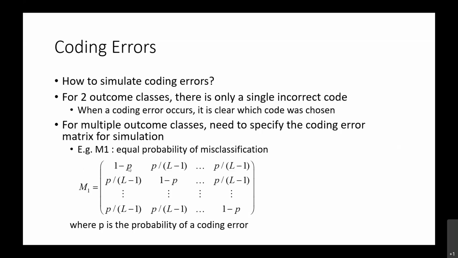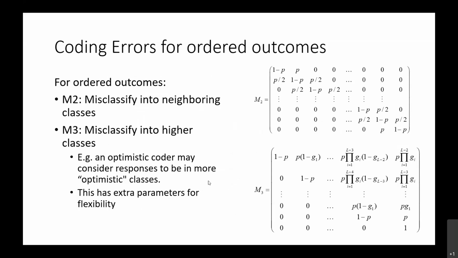And that error P is distributed equally over the other columns here, which means that if I make an error, there's an equal chance of choosing any of the incorrect other categories. Now, this is sort of the simplest but also sensible option, maybe. I can think of more complicated options. So for example, if I have ordered outcomes, I can say if I make an error, then it must be one of the neighboring categories, so one higher or one lower, right?